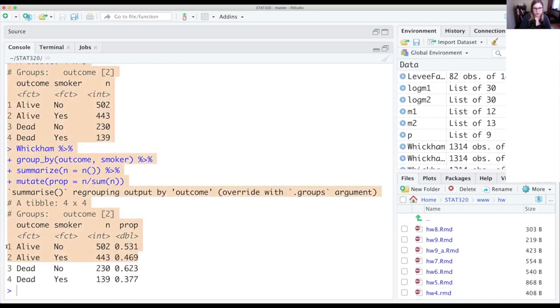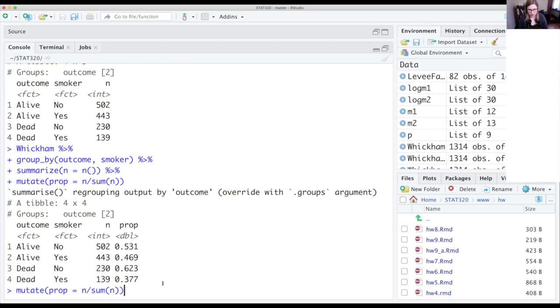So this is saying of the people who are alive, what percent were smokers? Of the people who were, or non-smokers, of the people who were alive, what percent were smokers? 0.469. Of the people who were dead, what percentage were non-smokers? 62%. Of the people who were dead, what percent were smokers? 38%.